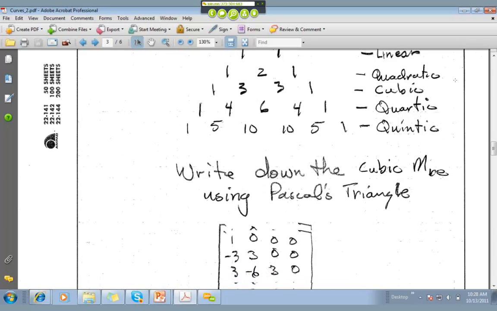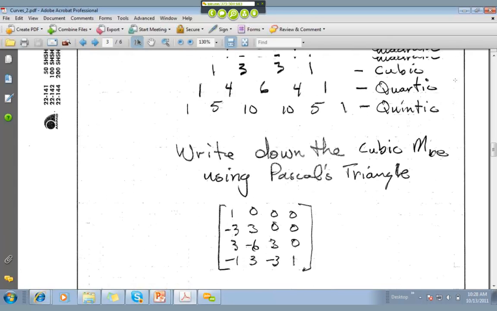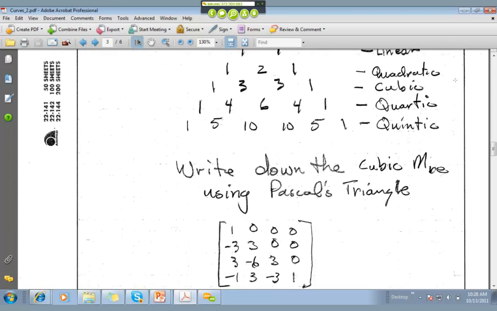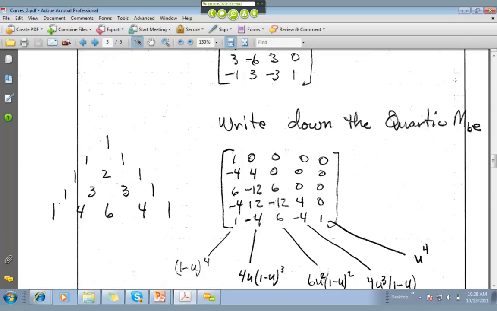So there's a note about Pascal's triangle. And you should be able to literally just write down what the MBE is for any order of a curve. You should be able to just write it down. You should be able to talk about the points along the way. And so here's our example.